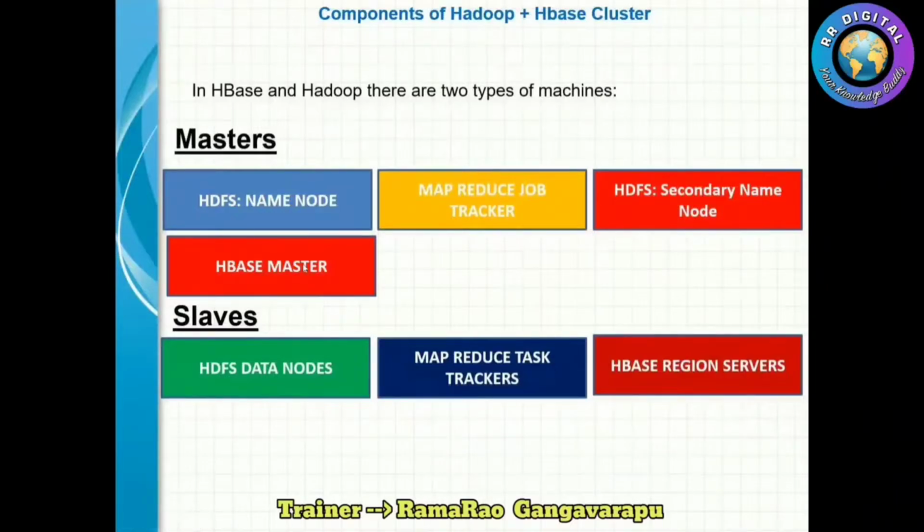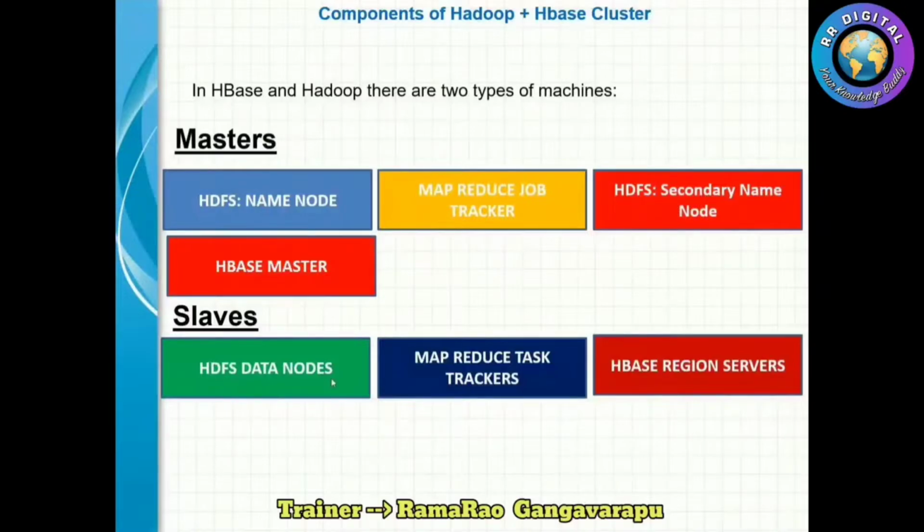So this node, if they are using HBase, then only this will be available in their project or their cluster. If an HBase component is available, then only this master node will be available. Okay, if they're not using it, then this master node won't be available.